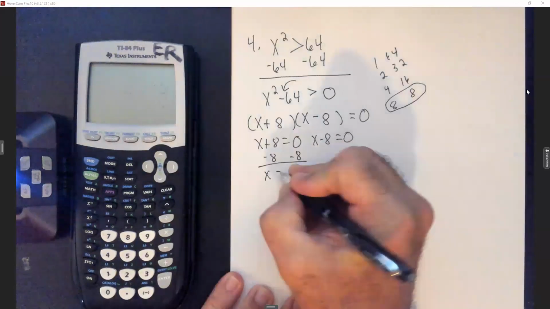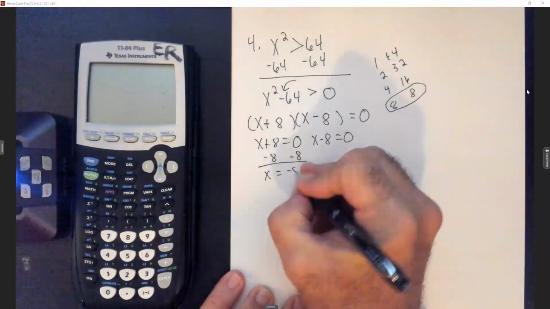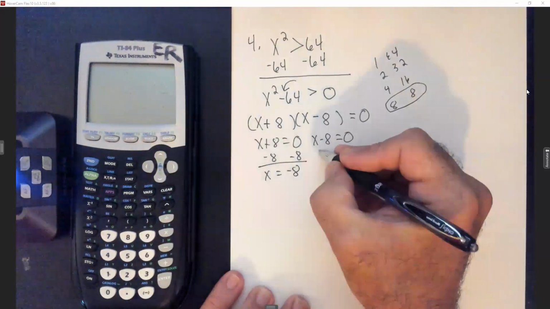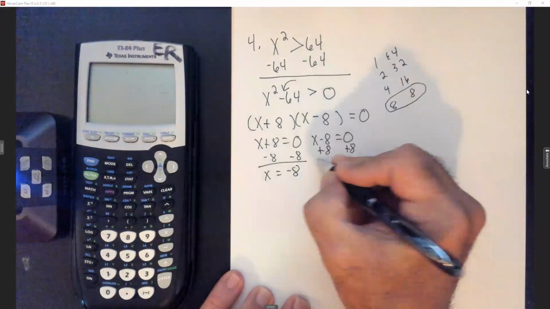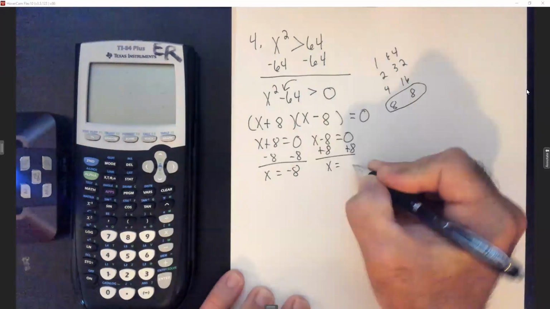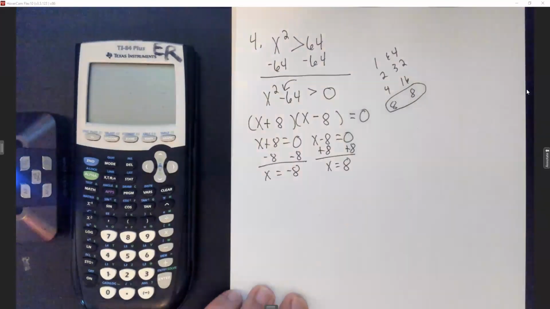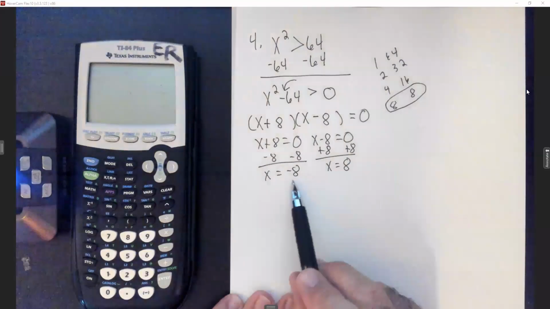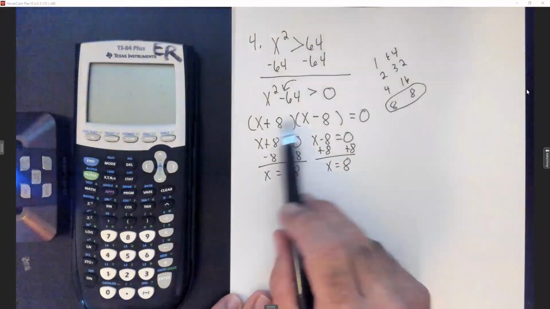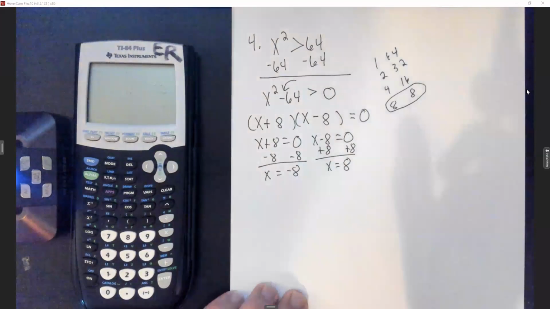So that, and I subtracted 8 and got a negative 8. This one I'll add 8 and get x is a positive 8. So these answers are conjugates just like these factors are, okay? So I would set up my number line.